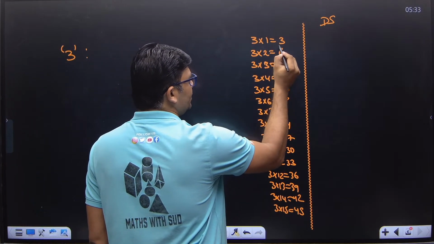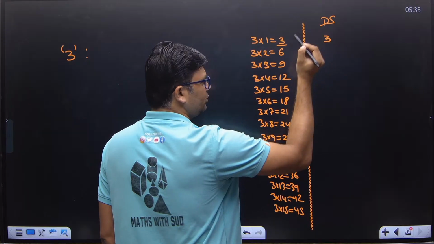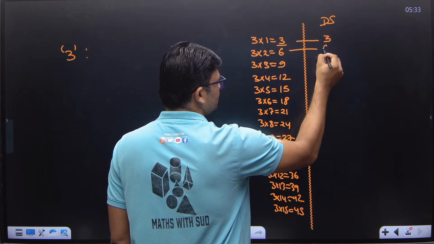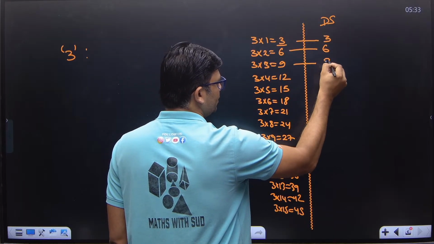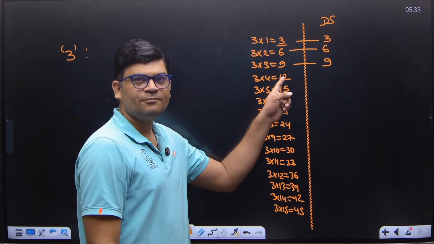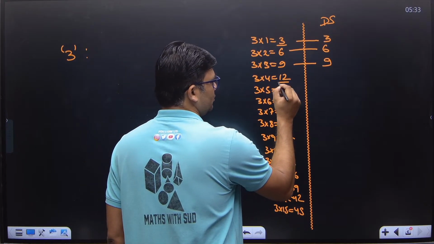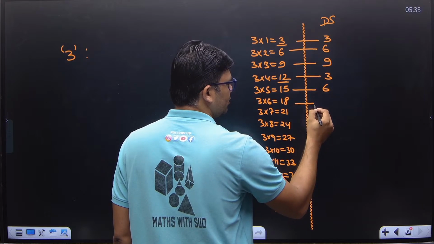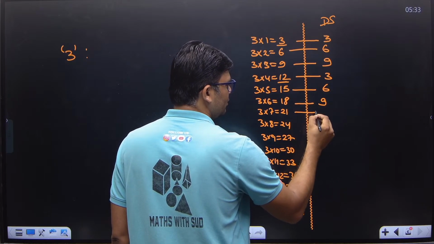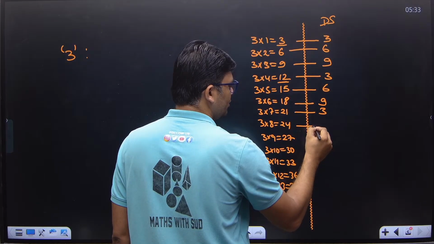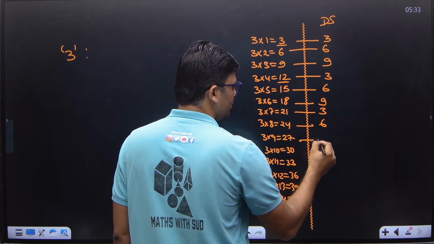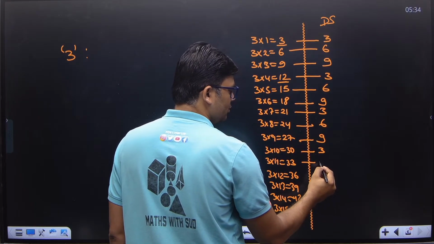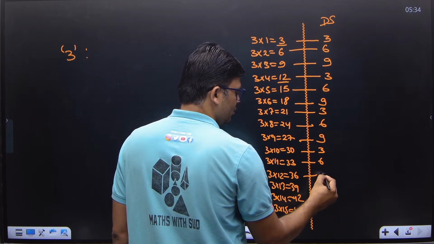So can you tell me what is the digital sum of this? 3. For the second one, 6. For the third one, 9. Can you tell me the digital sum for the fourth one? 3. Very good. For the fifth one? 6. For the sixth one? 9. For the seventh one? 3. For the eighth one? 6. For the ninth one? 9. For the 10th one? 3. Again? 6. Again? 9.